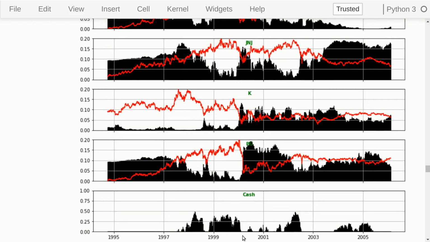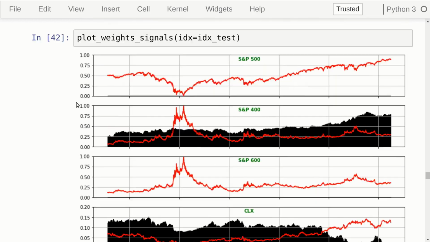And we can see here that it even allocates some of the portfolio to cash. And this was during the .com bubble, where it found that it was a good idea to have a part of the portfolio in cash and not even invested in the stock indices. So now let's try and plot it for the test set. So this is so-called out of sample data that the portfolio model hasn't seen during training.